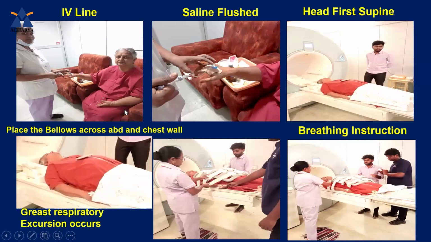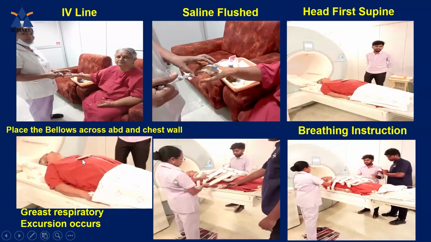So this is a 1.5 Tesla scanner in our department. Before going inside the magnet bore, we have to check the IV line to introduce the Buscopan. The saline is flushed, the IV line is checked, and then the patient goes inside the magnet bore in the supine position at first.